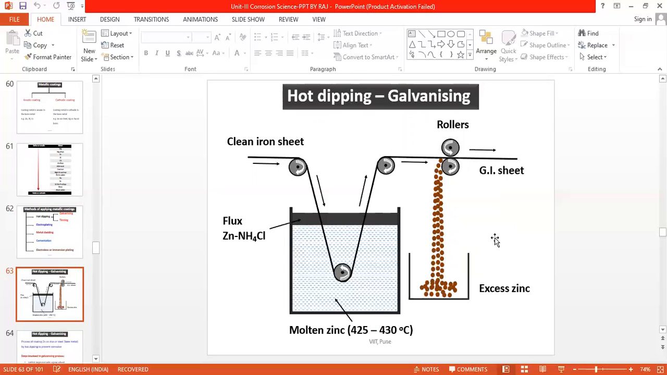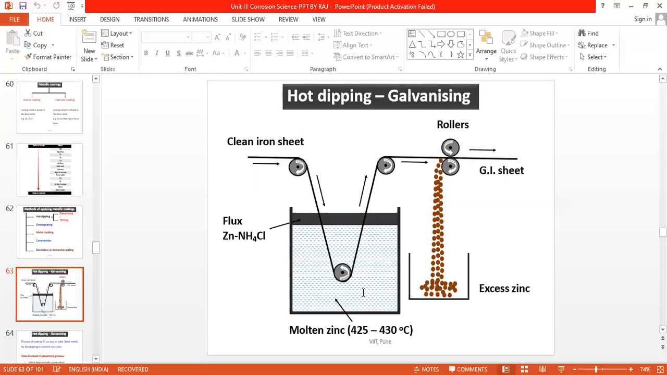So we first have to carry out the surface treatment, and then we have to dip it in the molten mass of zinc at a temperature of 425 to 430 degrees Celsius, for a period ranging from a few minutes to several hours depending on the thickness of coating layer required. If the thickness should be less, then a few minutes may be sufficient. If the thickness of the coating layer should be more, it may require dipping for 3 to 4 hours.